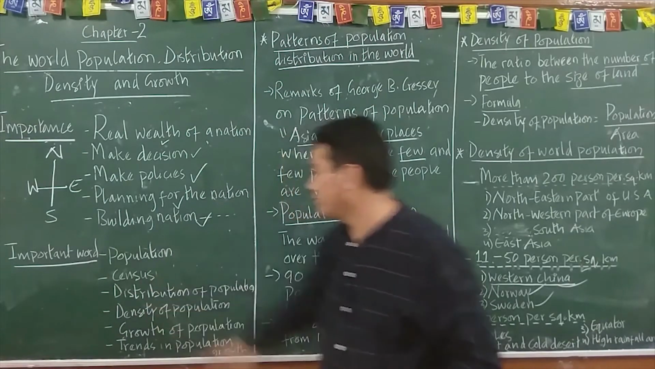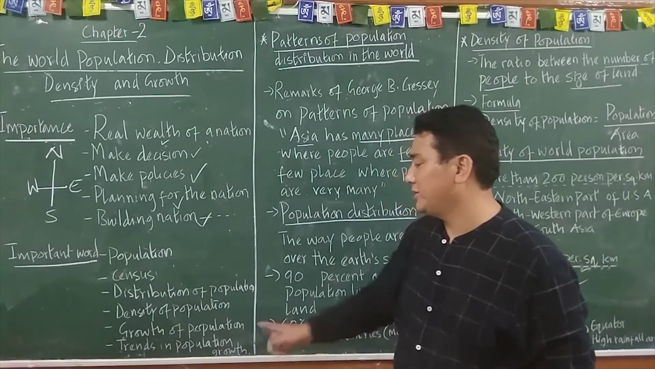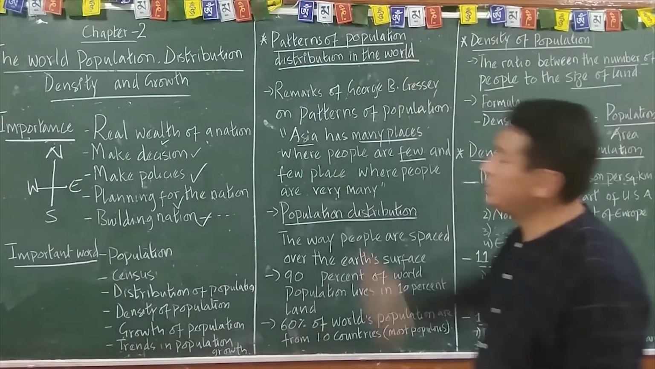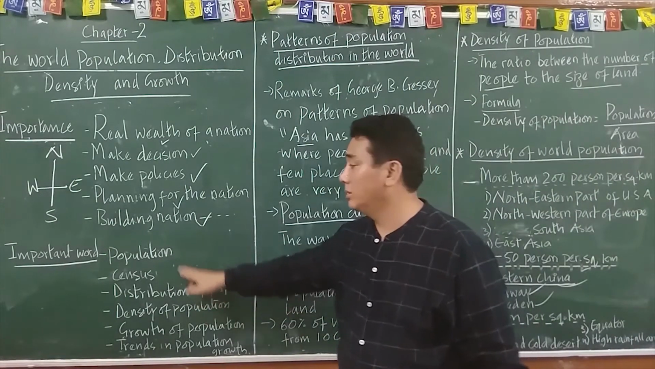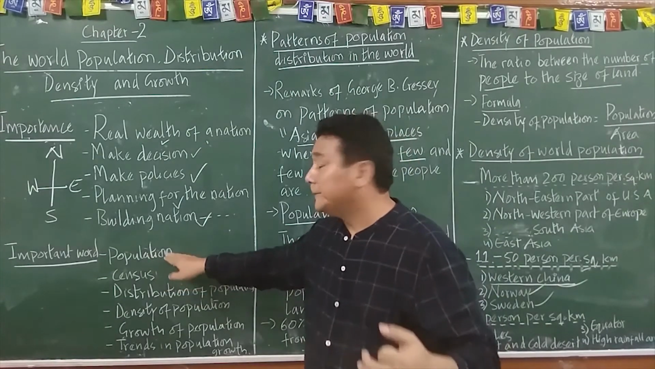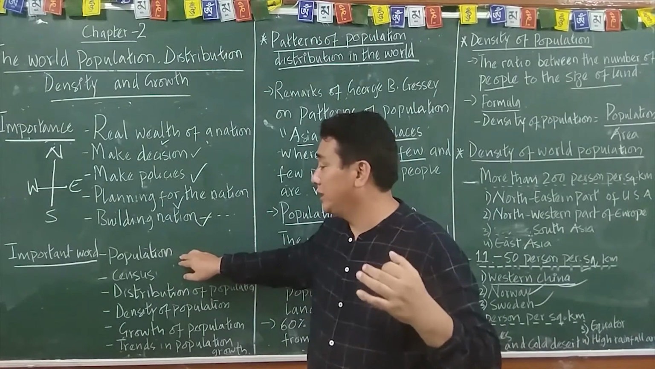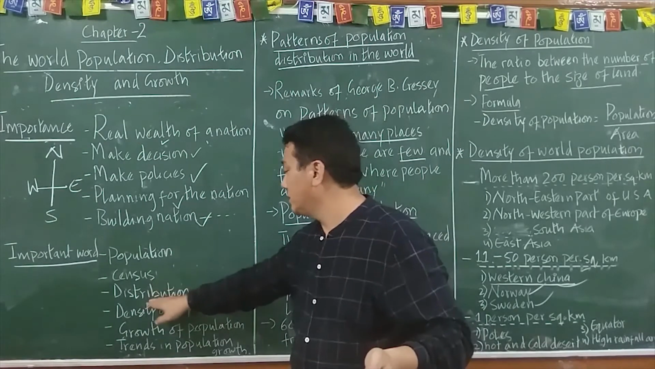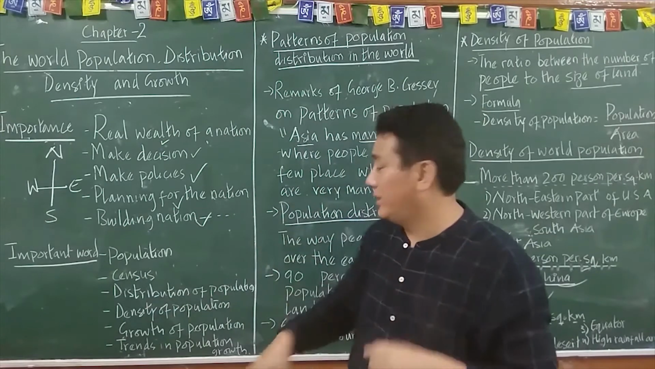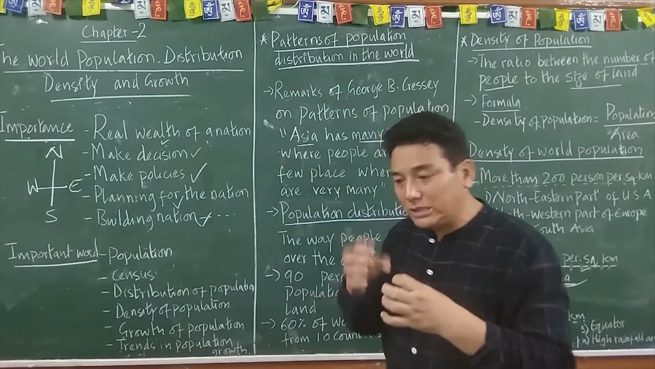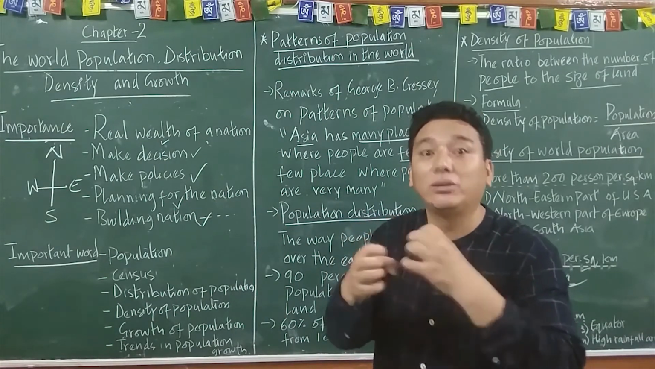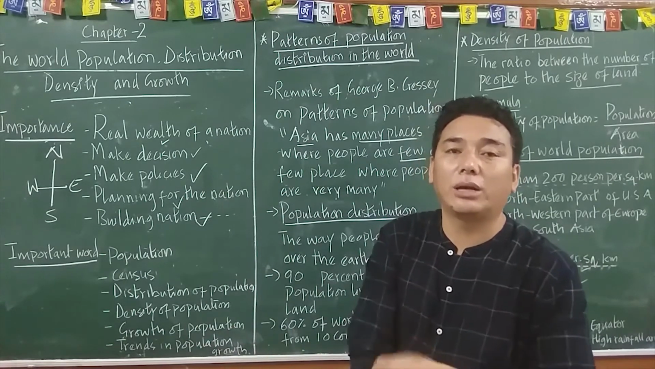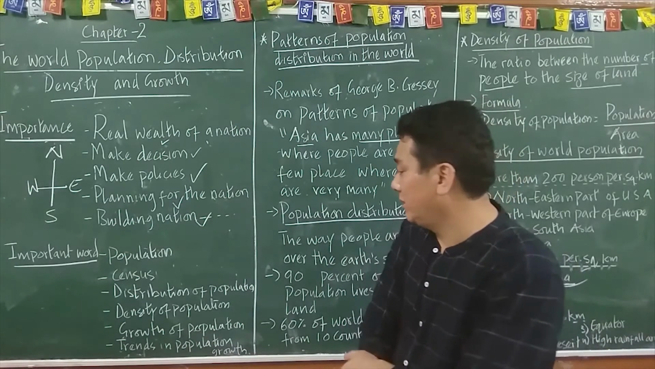The topics are: population census, distribution of population, density of population, growth of population, and trends in population growth. A census is a count of the number of people, the traditional way of collecting population data. Then the distribution and density of population, and growth of population.